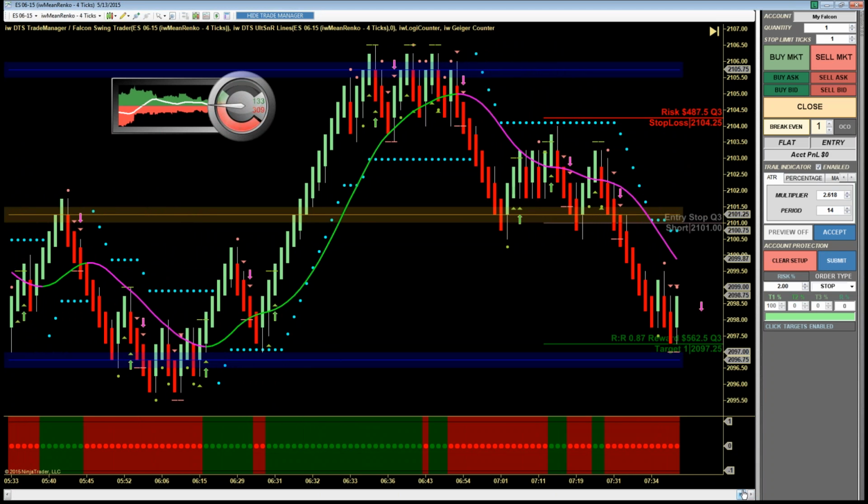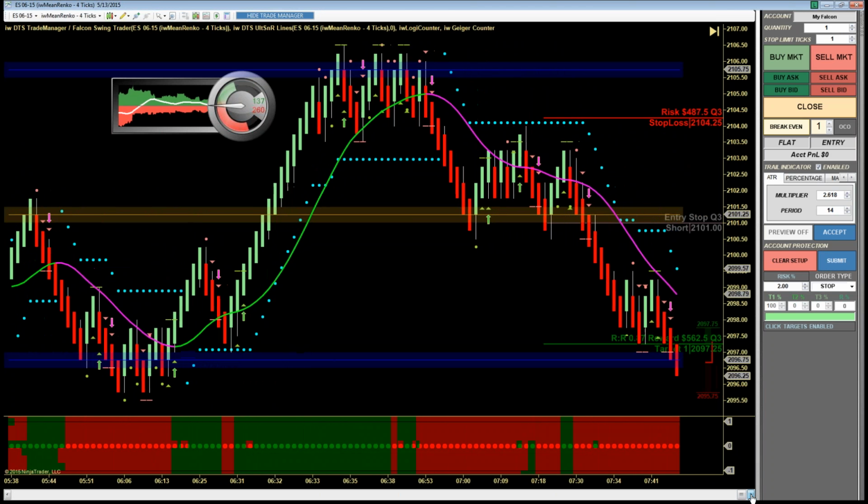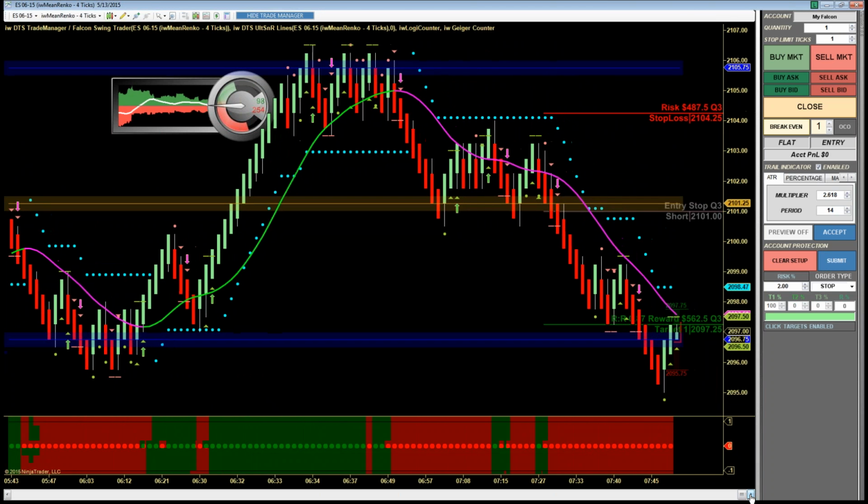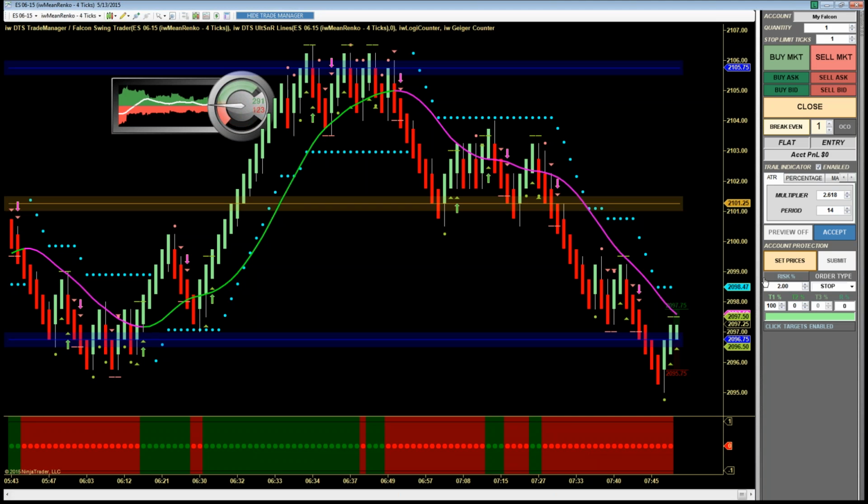So that's how I like to use the support and resistance suite. I use it more as a confirmation tool to what the DTS signals are telling me. But support and resistance is one of these things a lot of people like to interpret in different ways. So you may have your own way of looking at these types of things.